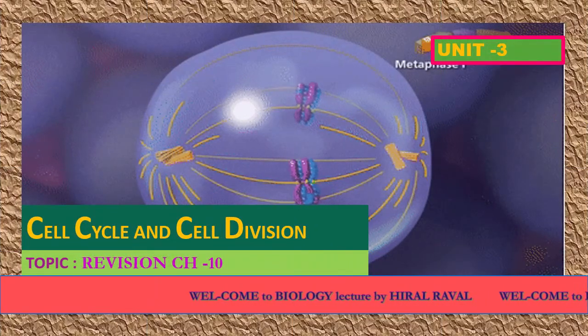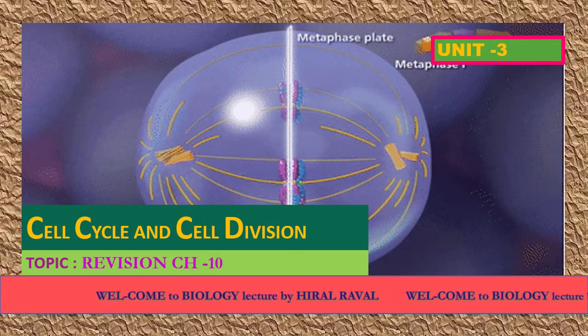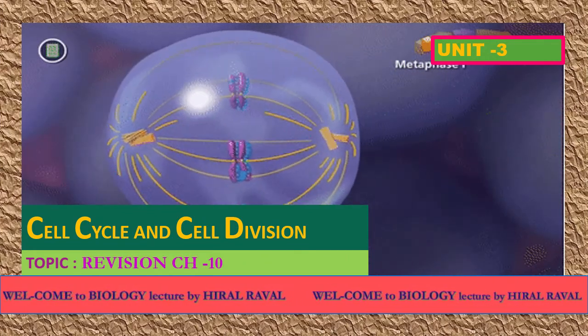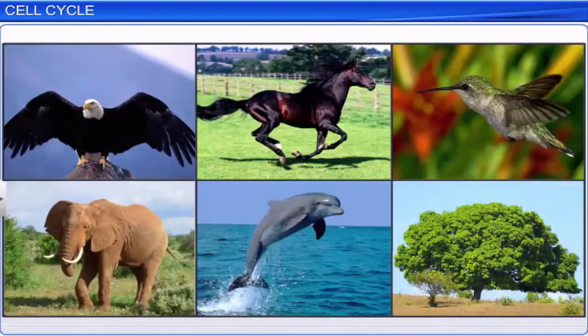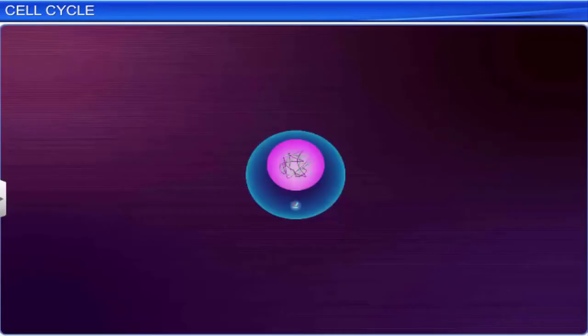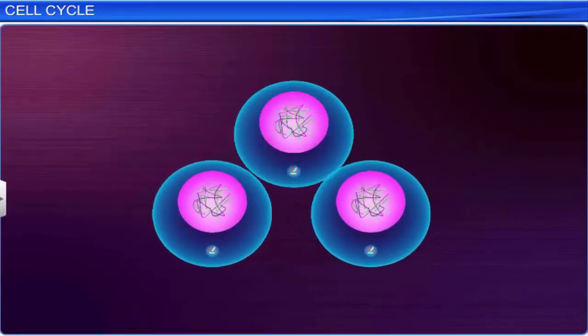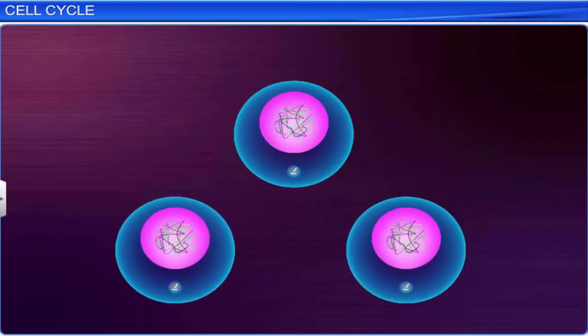Hello students, today we will revise chapter number 10 by using one animation video. So look at this video. All organisms, even the largest, begin life from a single cell. The cell then grows by dividing into two, wherein each parent cell forms two daughter cells, which mature and further divide to form new cells. The process of cell division is vital to all living organisms.